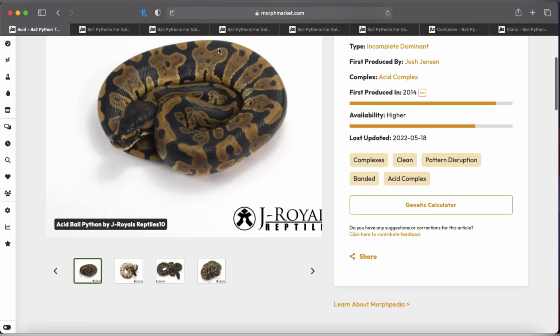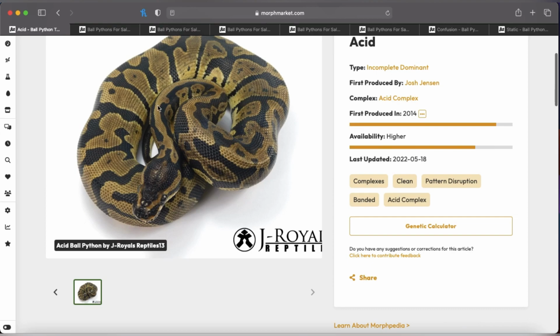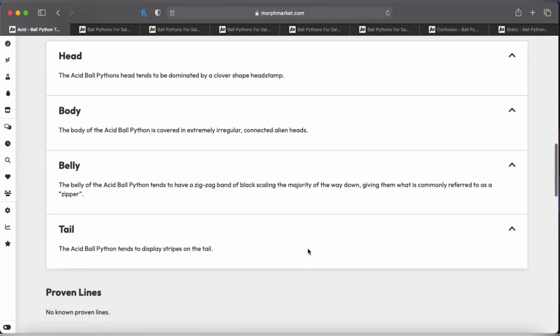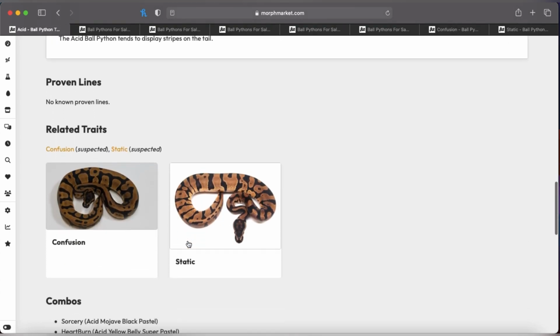Yeah, so we see over the back, each one is connected over the back. There might be a little bit of a break here or there, but a lot of these alien heads are going to be connected on the acid ball python, as opposed to having each one individually on the body. So we did look at the belly. It has a zigzag band of black scaling all the way down, commonly referred to as a zipper, and tends to display stripes on the tail.